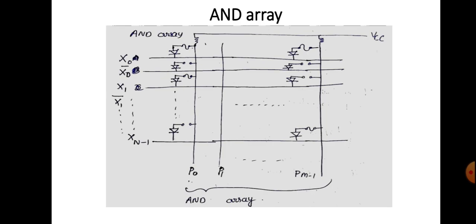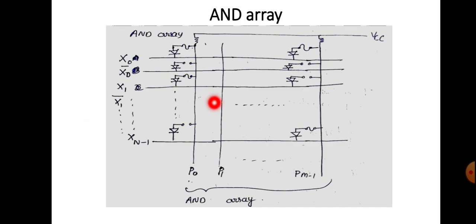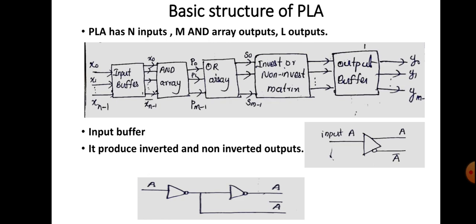Okay. Now let us see. We have gone through the structure of the input buffer. Next, what is the AND array section? How can we implement the AND function? That is shown in this figure. In the case of the AND array, there will be different inputs to the AND array, that is x0, x0 bar, x1, x1 bar, etc., up to xn minus 1, xn minus 1 bar. So that is the input. And from these inputs, the AND array will take the particular input lines based on our logic equation.